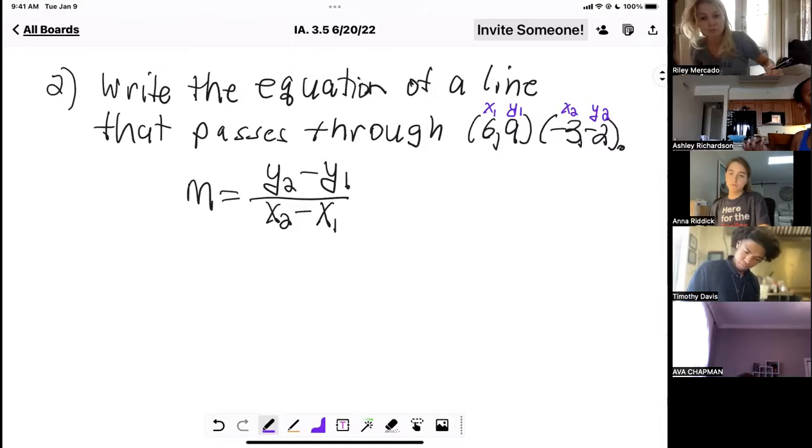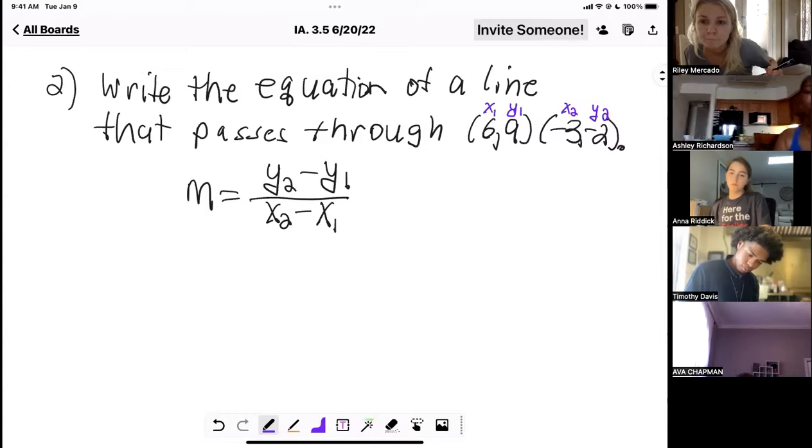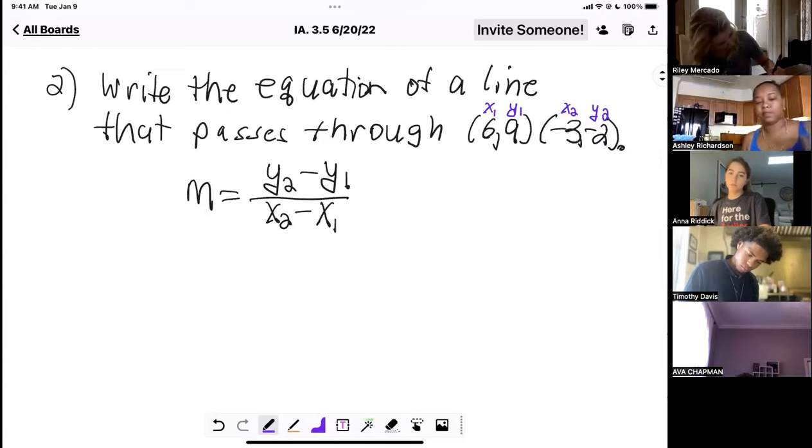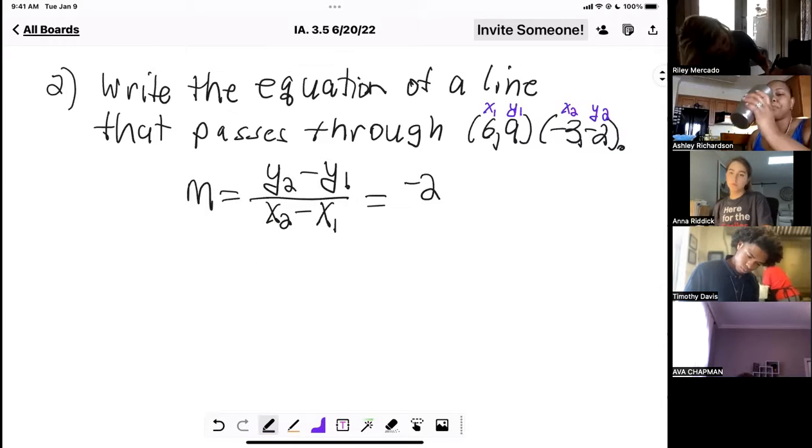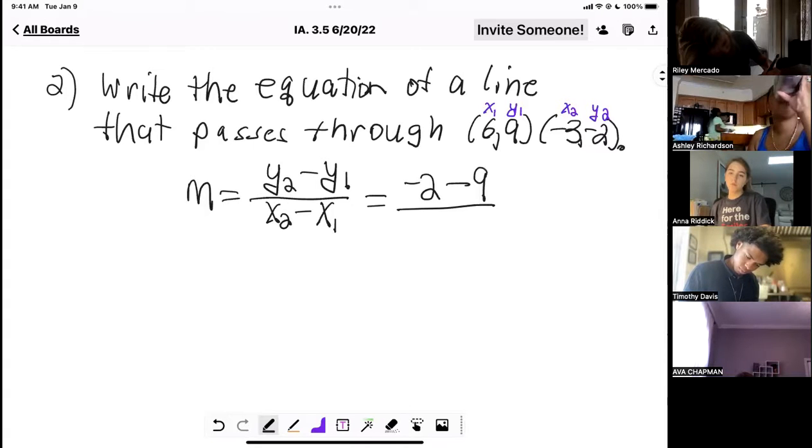If you can do these without marking them, that is probably fine with me. You don't have to show me that work. But if you really need to mark them, just like I did: my first x, my first y, my second x, and my second y. And now I'm going to plug them in. Y2 is -2 minus y1 is 9, I got 11 again. How about that?